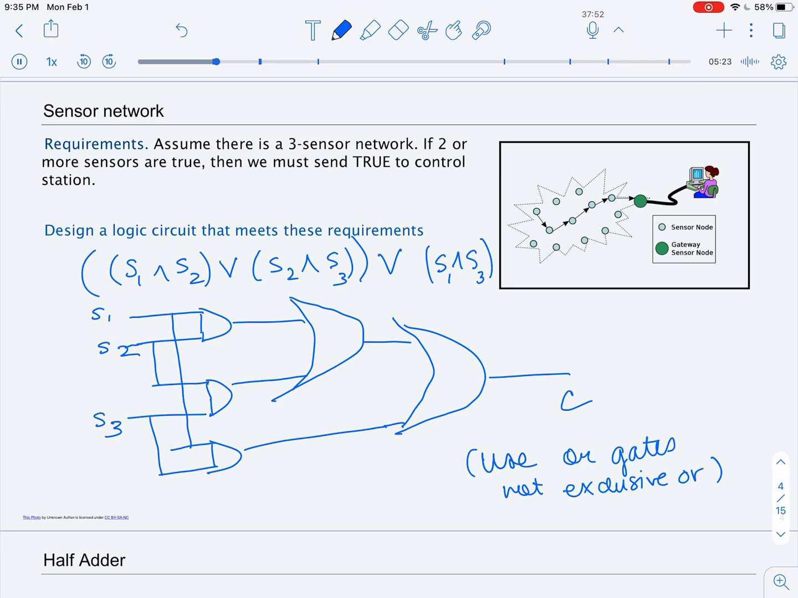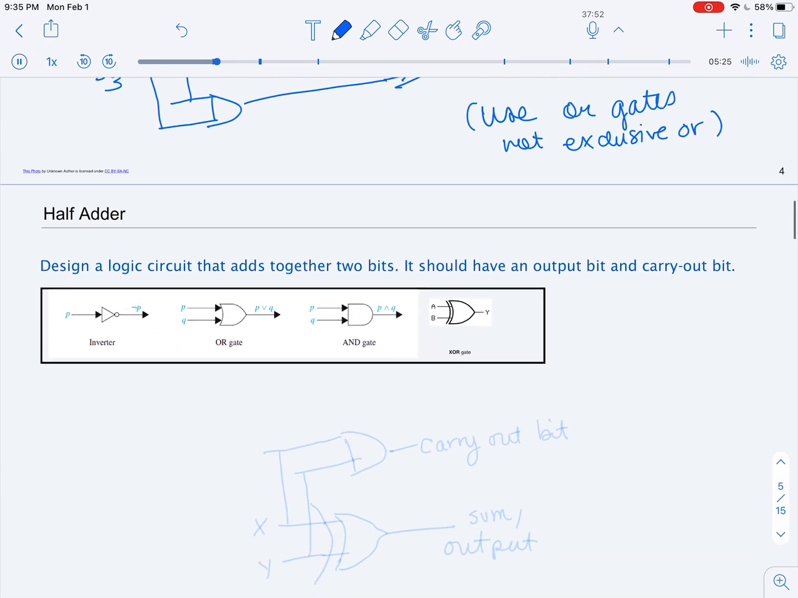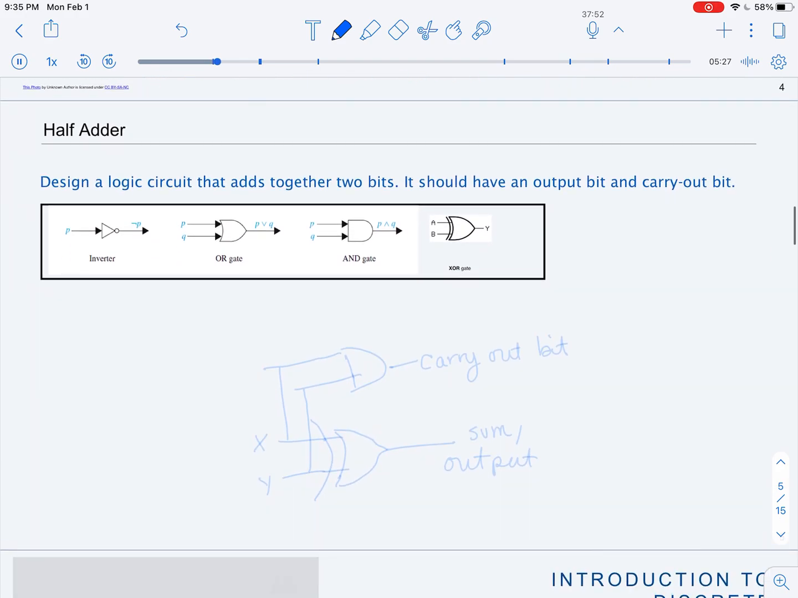Now let's consider another example. And in this example, we want to create a half adder. That's a logical circuit that adds together 2 bits. And it should have one output bit and one carry out bit. So we have 2 bits that we want to add. Those are X and Y.